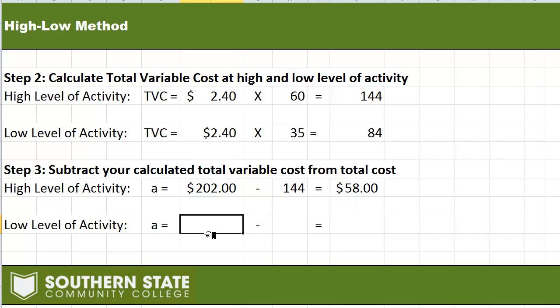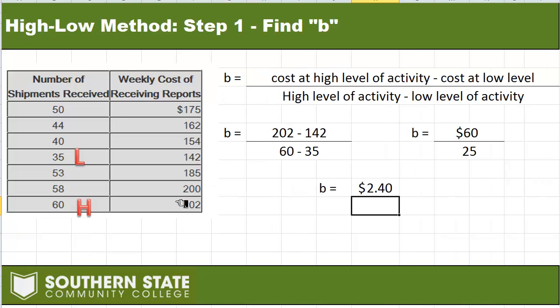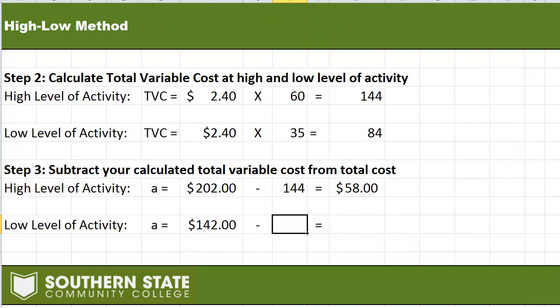Now watch what happens when we do the low level here. I'm going to find the low level weekly cost, 142. I'm going to subtract from that 84, and you'll notice what happens. For both of those, I get A equals 58. So 58 is going to be my fixed cost component in the high-low method here.